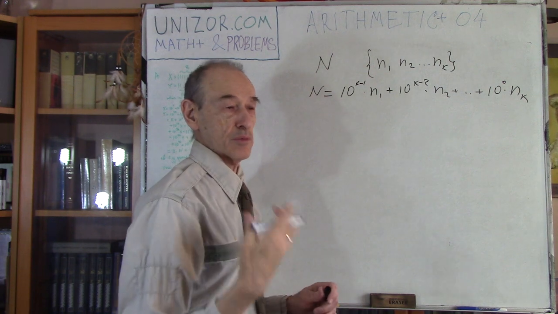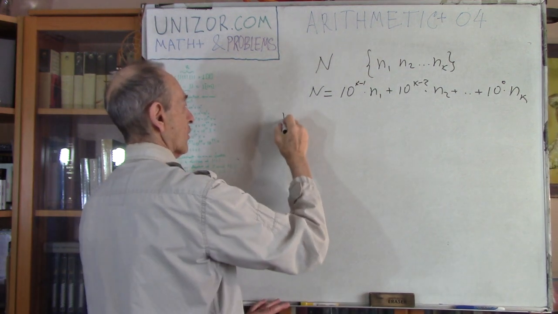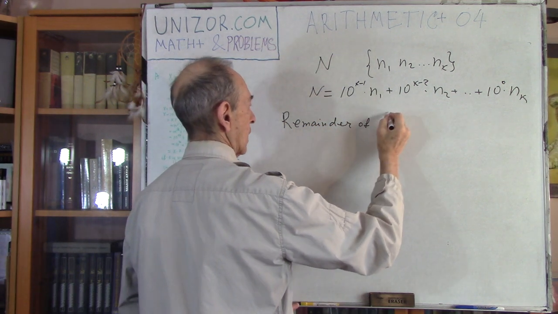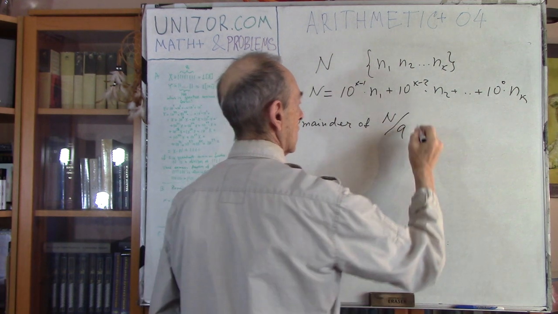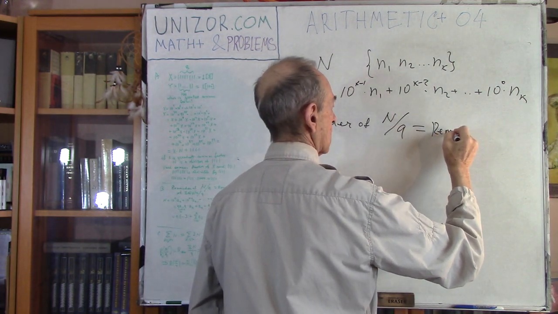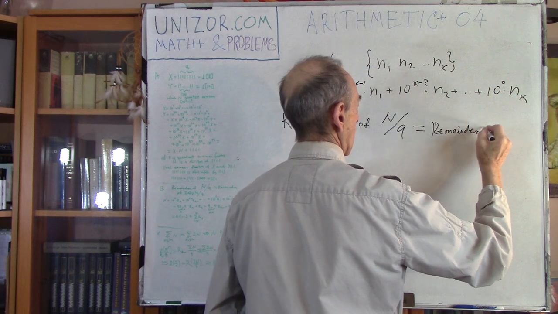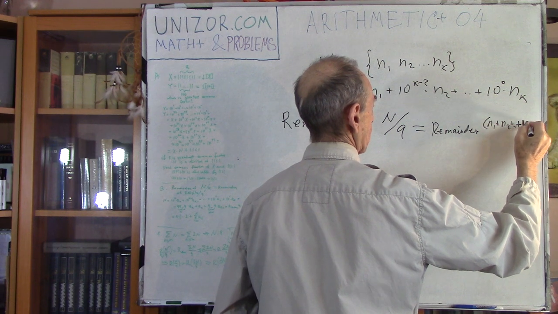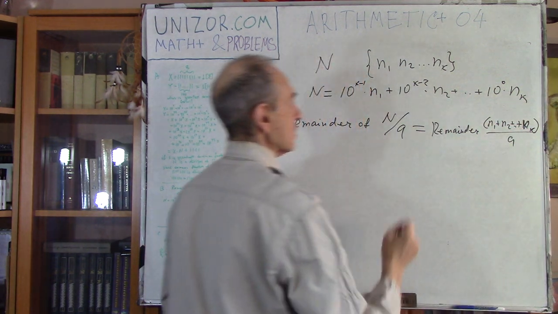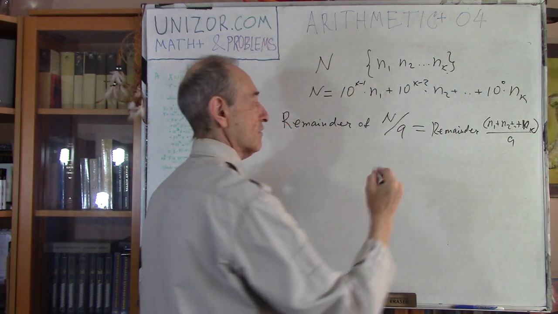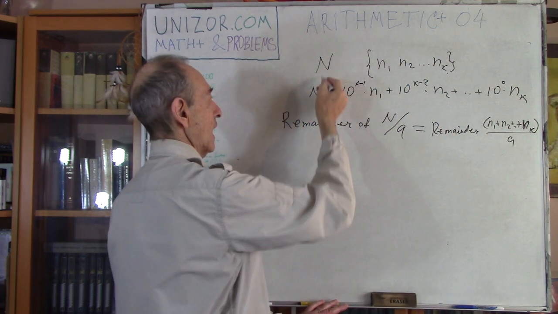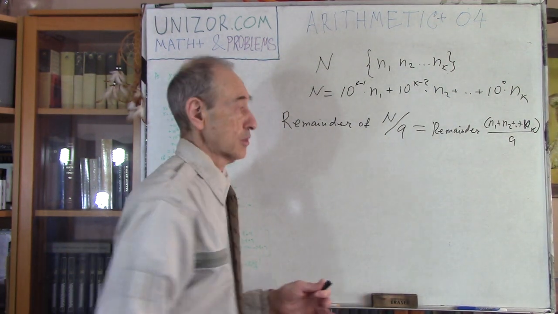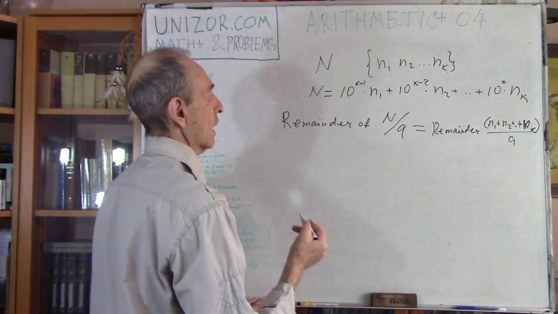So my theorem, which I'm just presenting to you, is that the remainder of n divided by 9 is the same as the remainder of n1 plus n2 plus etc. plus nk divided by 9. So the sum of the digits divided by 9 gives the same remainder as the number itself. Now, this is kind of a theorem, if you wish, so let's just prove it. How can we prove it?